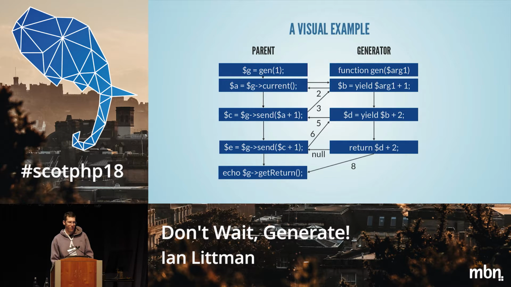So let's have an overly complicated visual example here. On the right, you have our generator. On the left, you have the code calling it. Now, the arrows in this diagram show, in the case of the arrows going back to the parent, what values are being returned when the parent calls a given function, or a given call on the generator object.